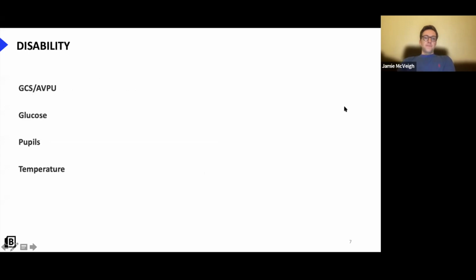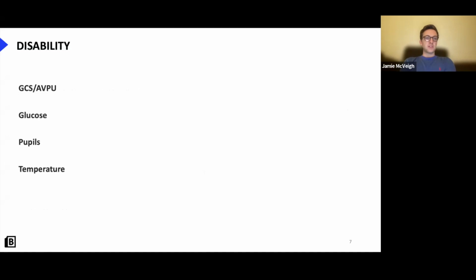And then D is disability. So I break that down into 4 things. The first is their level of consciousness. You can just simply use AVPU, whether they're alert, or responsive to voice only, pain only, or unresponsive. Or you can use a GCS score, which just gives a bit more detail.